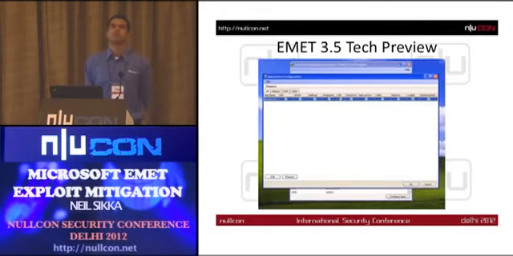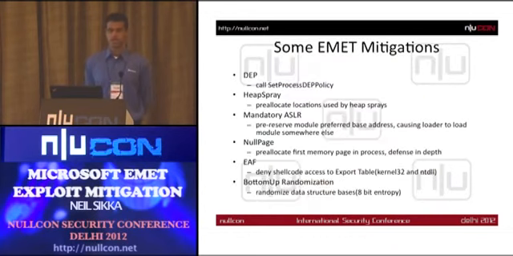So this past summer in Black Hat 2012, we released EMET 3.5 Tech Preview. And this is a screenshot. We have a lot of mitigations in there now. And some of the mitigations include DEP, which is data execution prevention. We implement the DEP mitigation by calling SetProcessDEPPolicy. We mitigate heap sprays by pre-allocating common locations used by heap sprays.